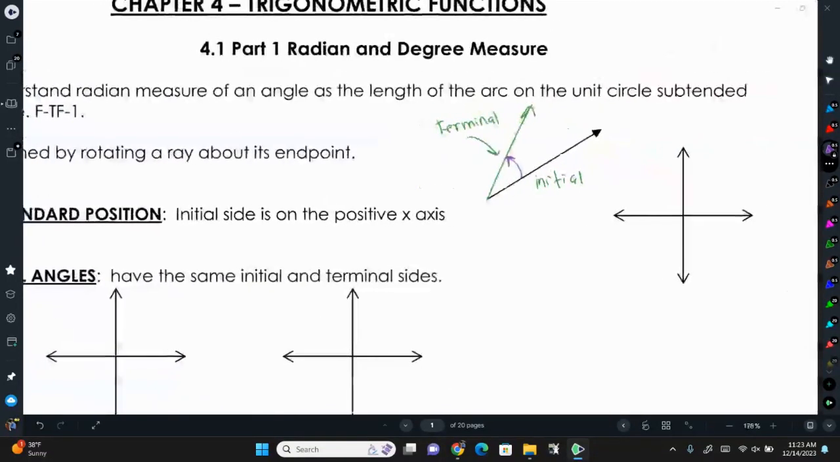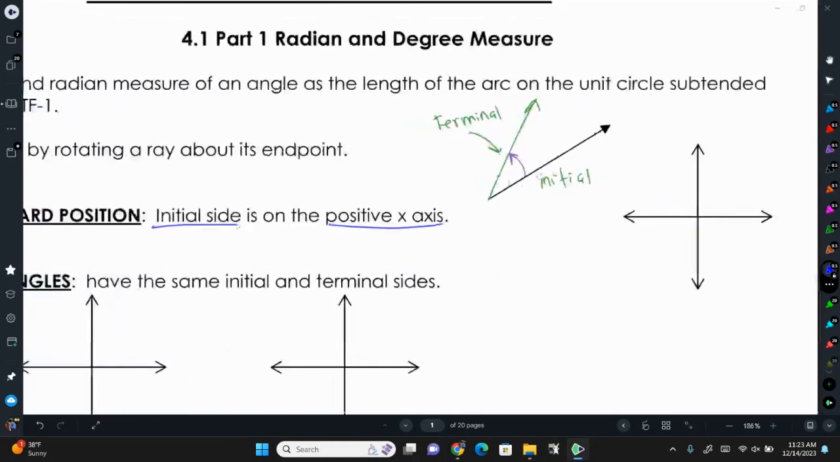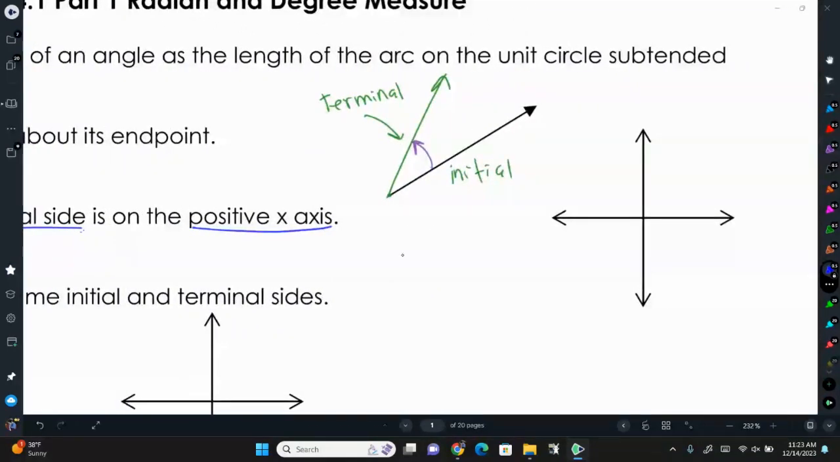Now, an angle in standard position has the initial side on the positive x-axis. And we can have positive and negative angles. So on our grid over here, if this is our initial side, if we were going a positive angle, we go counterclockwise, so we would go this way. So we would say that this is positive 45 degrees, and we're going counterclockwise.